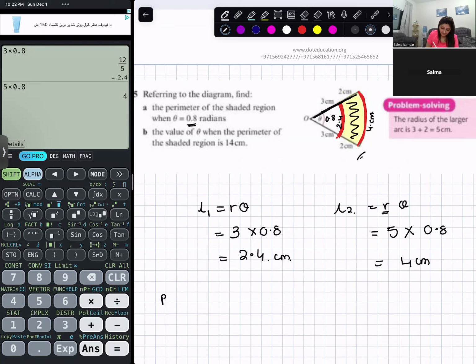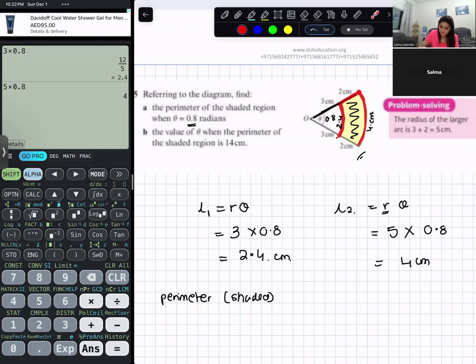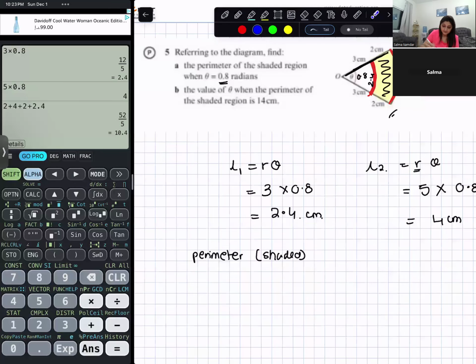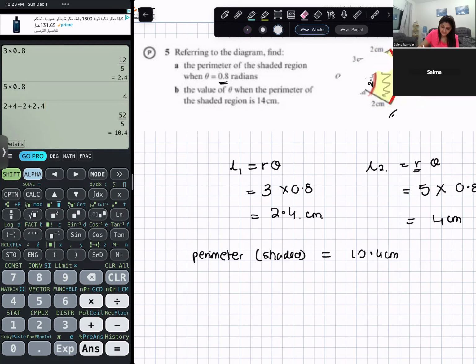Now I want to find the perimeter of the shaded region. To find the perimeter of the shaded region, I will just add all the 4 parts together, that is 2. Let's take over here on the calculator. That is 2 plus 4 plus 2 plus 2.4. So the perimeter is 10.4 centimeter. So the perimeter of the shaded region is nothing but 10.4 centimeter. I have done my A part.